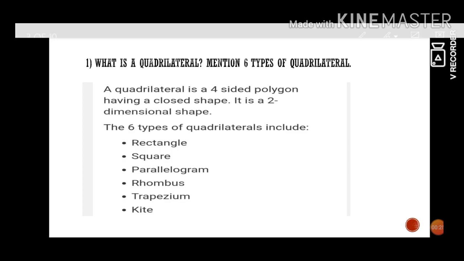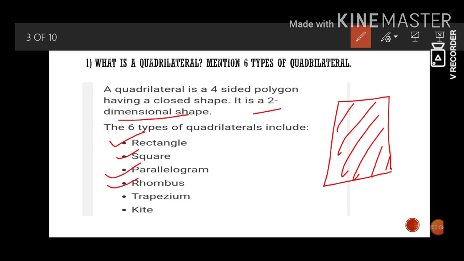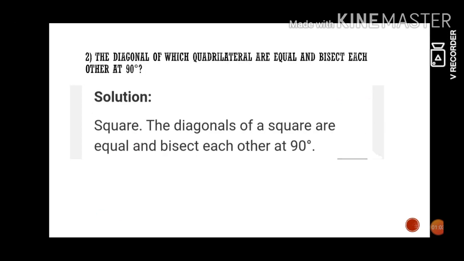So a quadrilateral is a 4-sided polygon. Polygon means multiple sides. 4-sided means there will be 4 sides. And the shape is closed. That means if we fill up this space, it will not go out. The ink will not go out. This is an enclosed space. And it is a 2-dimensional shape. 2-dimensional shape means it is in 2D. Now 6 types of quadrilateral are rectangle, square, parallelogram, rhombus, trapezium and kite.